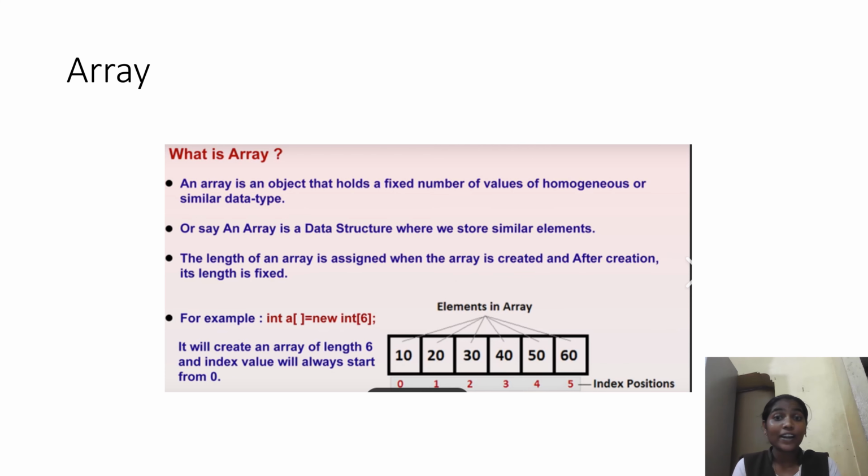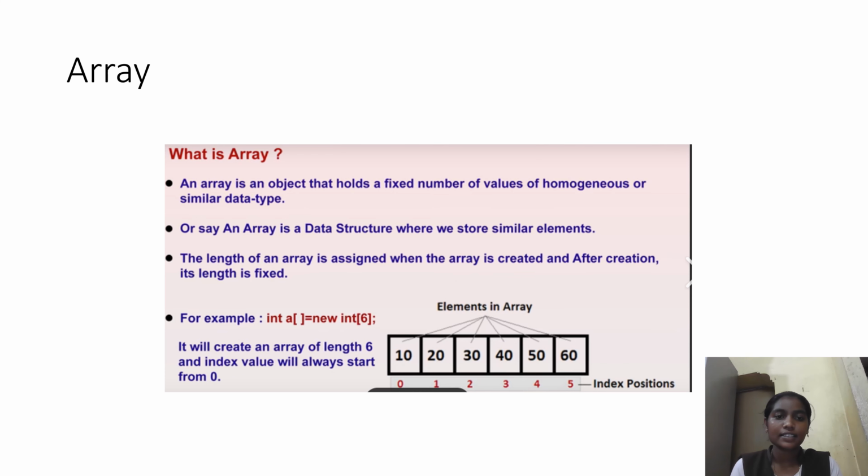First of all, what is an array? An array is a derived data type variable. It is a collection of homogeneous elements. It can be referred to as a single unit. An array is an object that holds a fixed number of values of homogeneous or similar data type, or an array is a data structure where we store similar elements. The length of an array is assigned when the array is created, and after creation, its length is fixed.